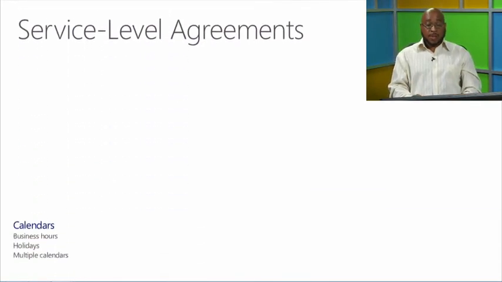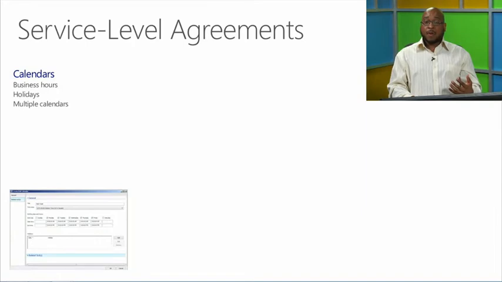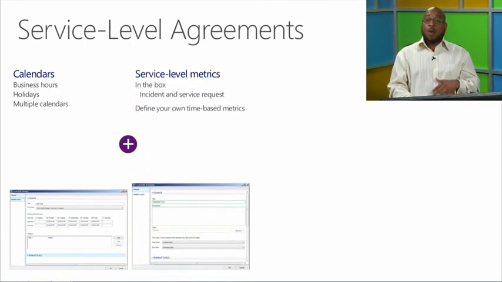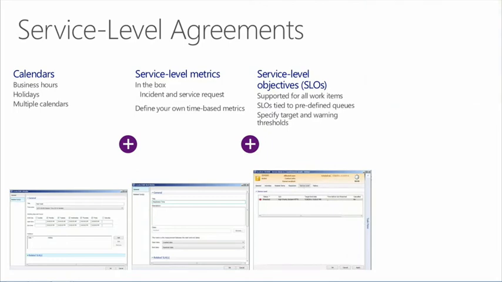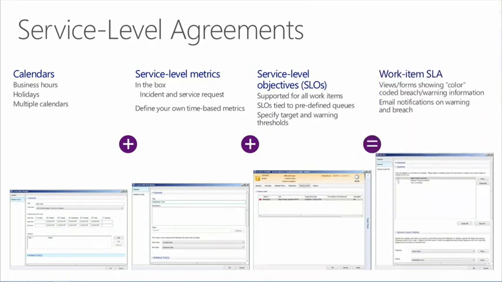So those agreements, and what we'll see in a number of different ways, are the calendars. We want to think about the service level metrics, and we want to think about the service level objects, and that brings together the work item SLA all together. And when we do that, we can apply those times, those metrics, and those objects to define when I need to engage, or when additional attention needs to be paid for the next step.